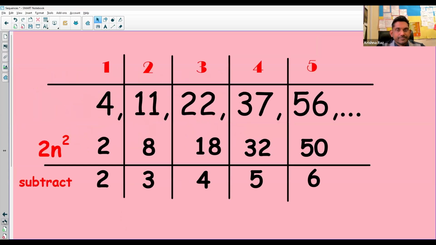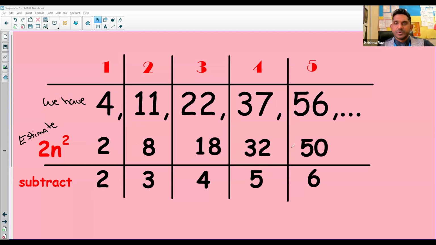So next, we draw up a table. This is the sequence that we have. And we're going to use an estimate of a different sequence. So we're going to use 2n squared. We're going to generate a sequence for 2n squared. So that means we've got 1 squared times 2, which is 2. 2 squared times 2, which is 8. 3 squared times 2. 4 squared is 16, times 2 is 32. 5 squared is 25, times 2 is 50.